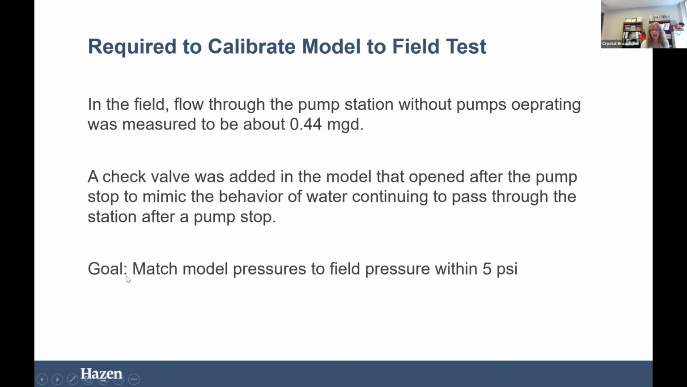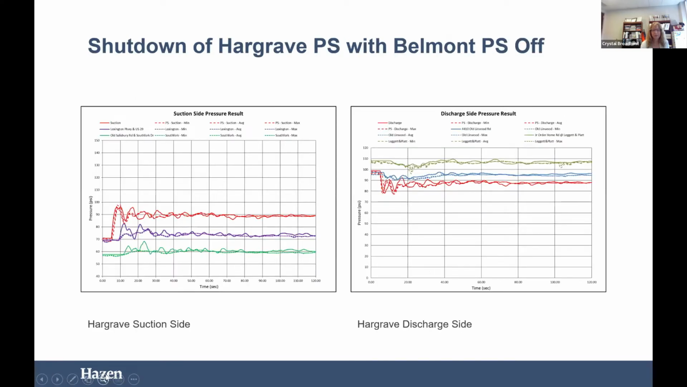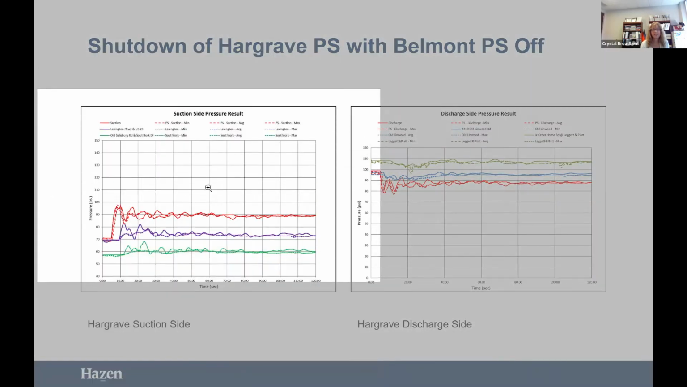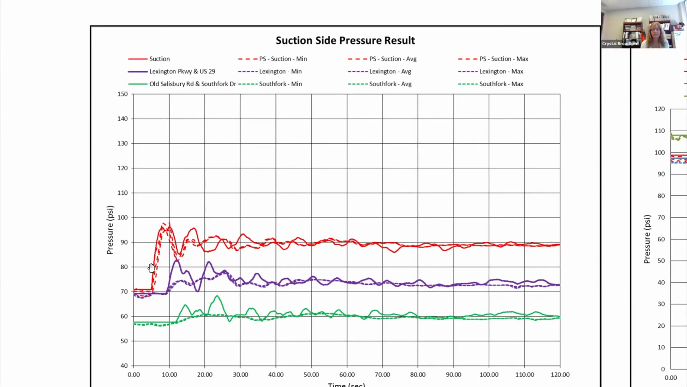Our goal for calibrating to transient, we try to match within 5 PSI. So I'm going to zoom in here. So this is the suction side. So we started at the tank. The dashed line is the field data, and the solid line is from the model. So we are using Telog loggers, picking up 1 second increments. And these particular Telogs, at the time we did this, recorded 4 times a second, but only reported out min, max, and average every second.